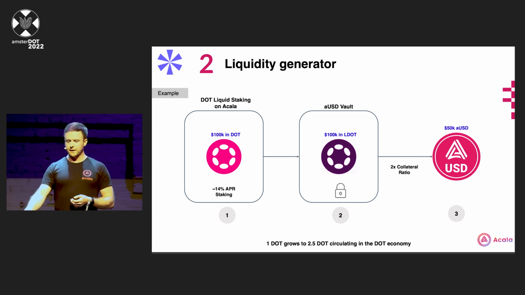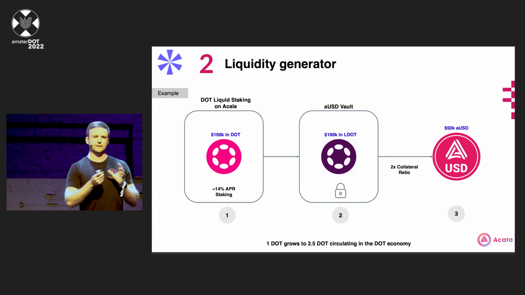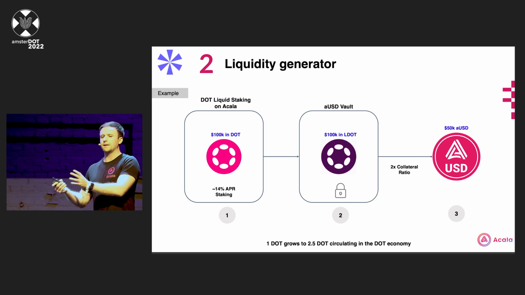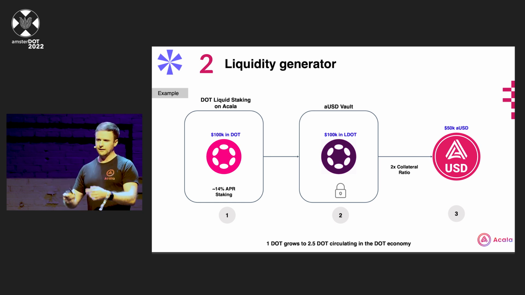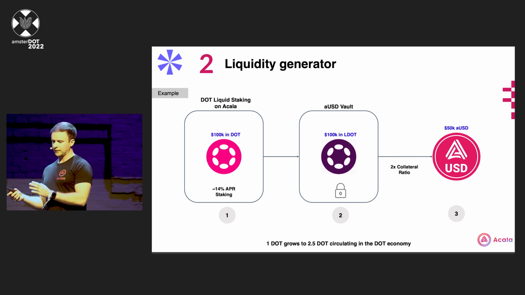So at the bottom here, this is just to illustrate one DOT that used to be just staked and dormant and not doing much on the Polkadot relay chain will now be able to become 2.5 DOT, igniting the economy on Polkadot and getting more activity going across Polkadot and Kusama.